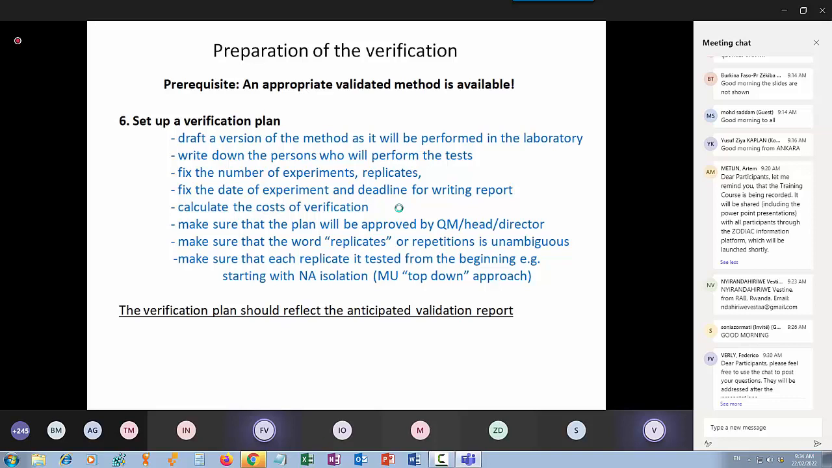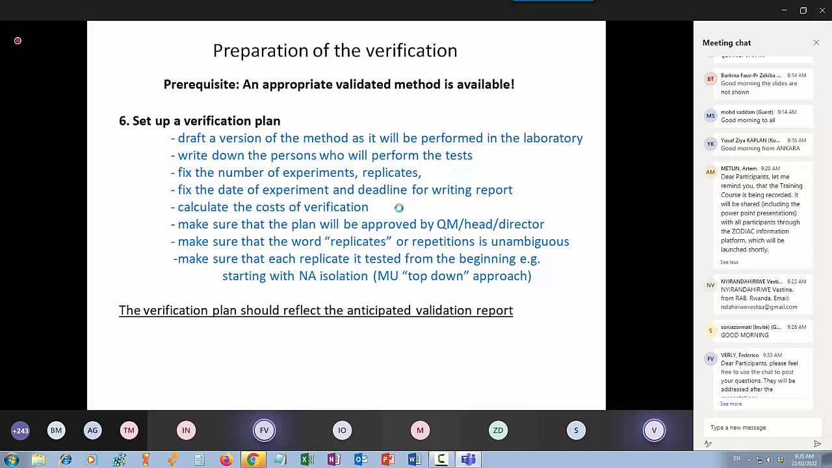Also, when you are writing your verification plan, make sure that words like replicates and repetitions are not used as analogous. Maybe you can write replicate, which means an aliquot of the same sample, and repetition, which means repeating testing of the same aliquot, or something like that. Maybe in your language you have more precise expressions, but be sure not to have confusing words in your verification plan.